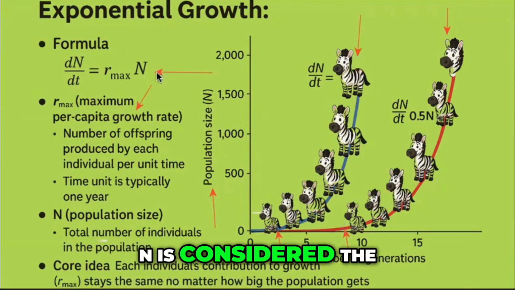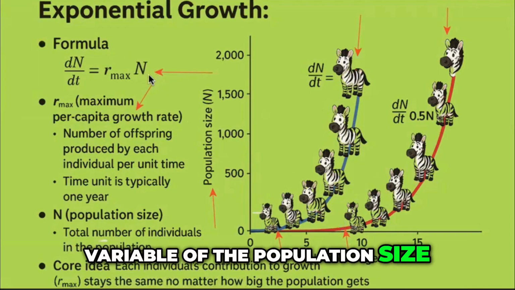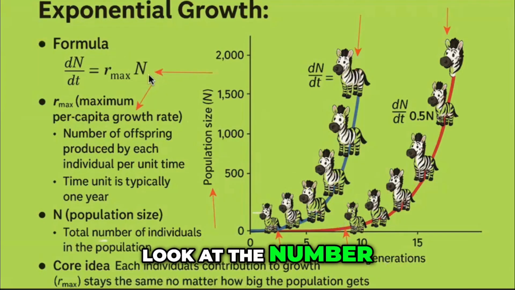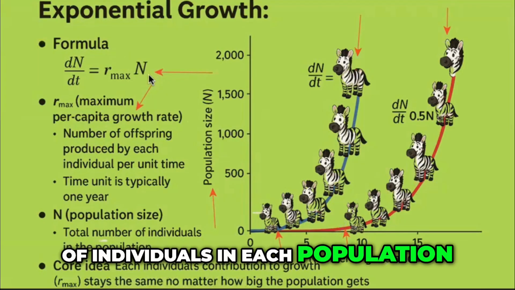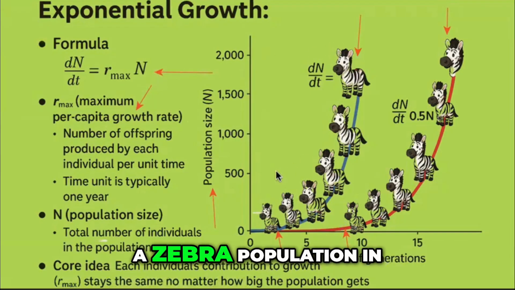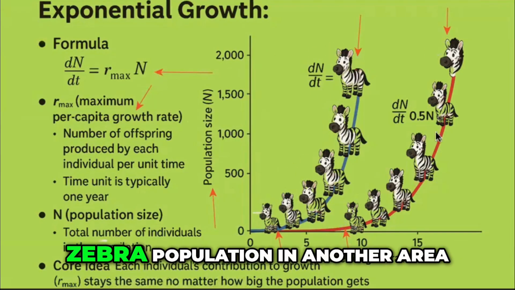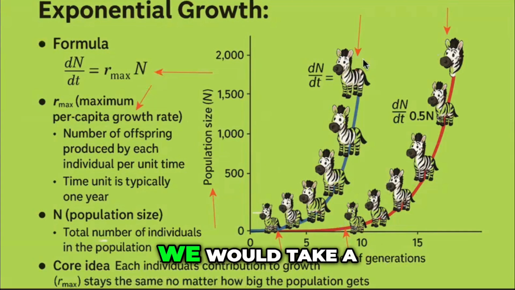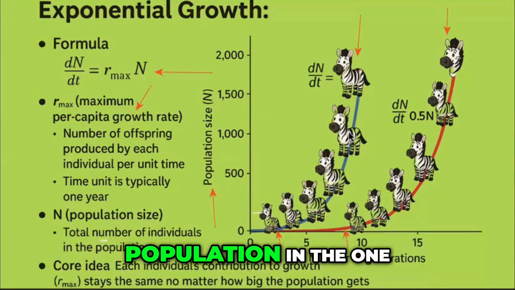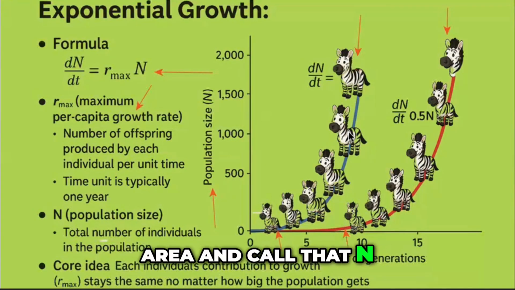N is considered the variable of the population size. So we're taking a look at the number of individuals in each population. If there is a zebra population in one area and a zebra population in another area, we would take a look at the zebra population in the one area and call that N.